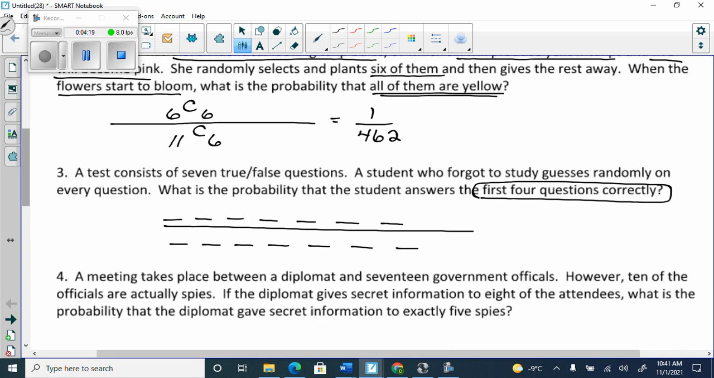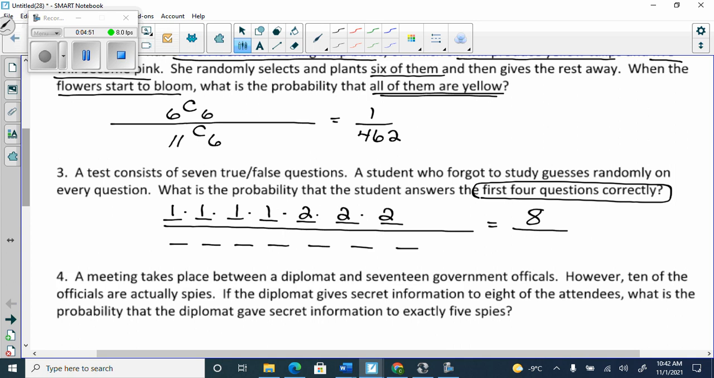Now, what is the probability the student answers the first 4 questions correctly? What does that mean? That only affects the top. So how many options? 1. 1, 1, 1. I don't know what they are, but I do know that they're correct, so I have 1 option. Correct? Now, how many do I have left for the last 3? 2, because it's true or false. So that's 8 over. The bottom is total, no restrictions.